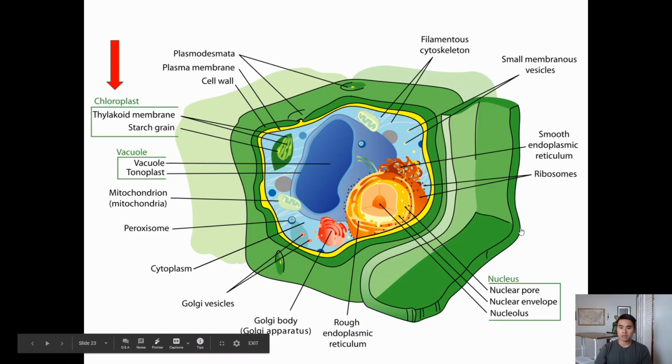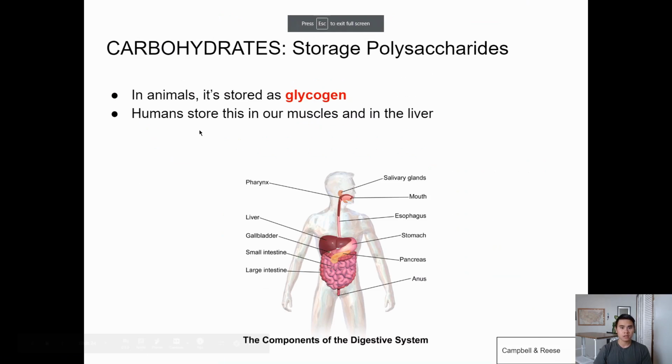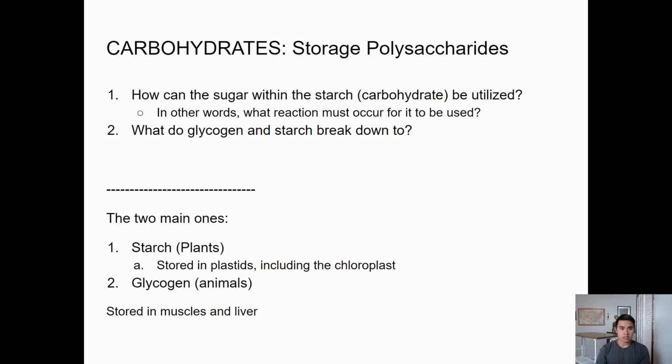So in animals, we actually have storage molecules too, but it's called glycogen. So essentially that is like the starch of humans or animals, vertebrates. And humans store this inside their muscles and their liver. So inside your muscles and your liver is where you would find our storage.